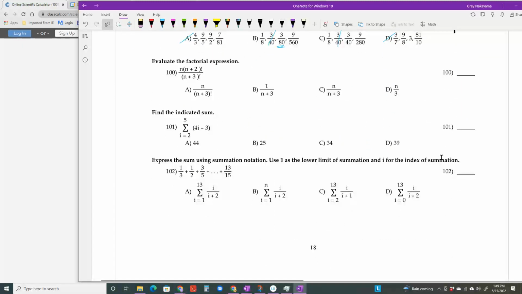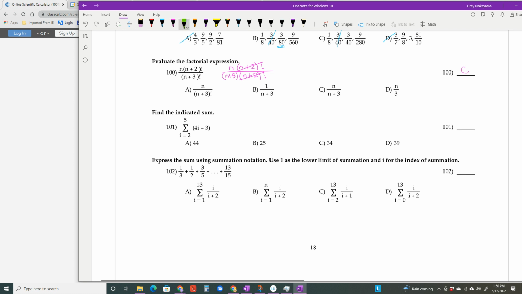All right, 100. Evaluate the factorial expression, but notice there are no numbers in here, so I've got to remember what factorial means. And the bigger one is on the bottom. So the bottom is n plus 3, and then you subtract 1 from that. Well, subtract 1 from 3, and you get n plus 2, and that's what I see on top. So I have n times n plus 2 factorial. Those are the same thing on the top and the bottom. So my final answer is just n over n plus 3, and that is C.